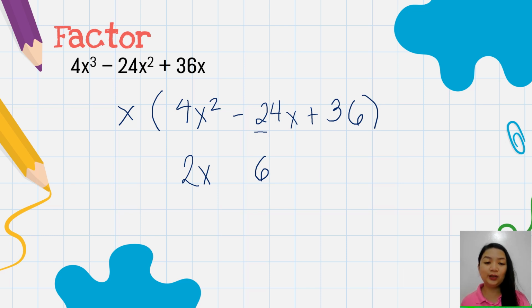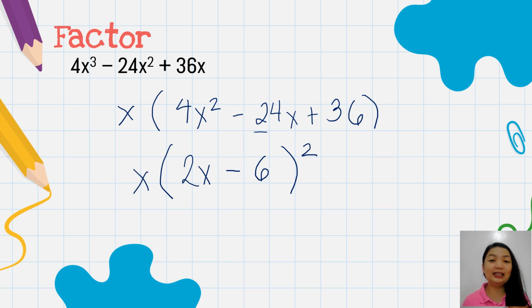So let us continue our process. Since the symbol in the middle term is negative, we copy the negative sign, place them inside the parentheses, and then we square them. But do not forget the x that we factored out a while ago. So you place x on the outside of the parentheses. And that is the factor of 4x cubed minus 24x squared plus 36x.